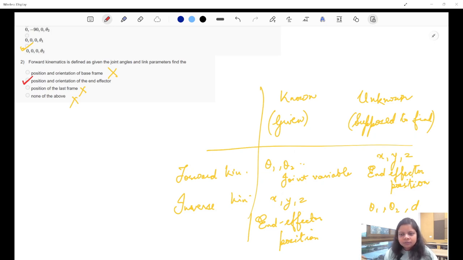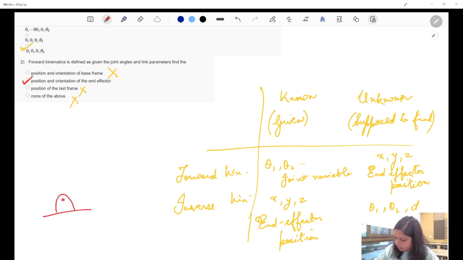Any question? Ma'am, is it the same as the position and orientation of the last frame? It may be true, it may not be true, because the last frame can just have a distance. So I'll show you why I'm saying this.